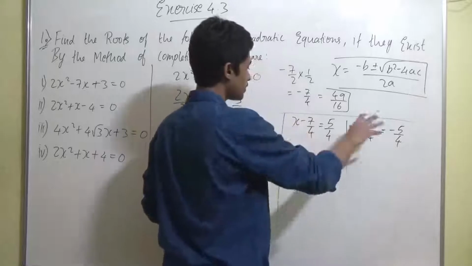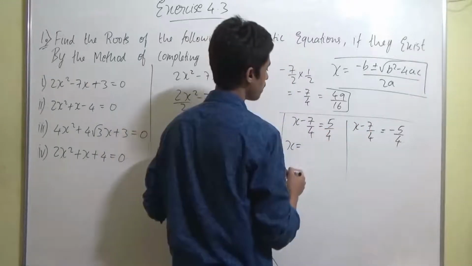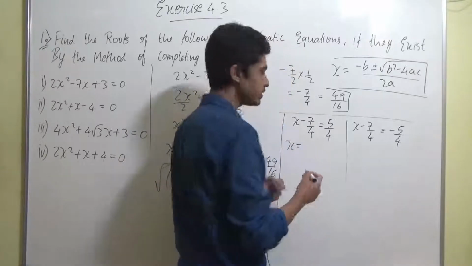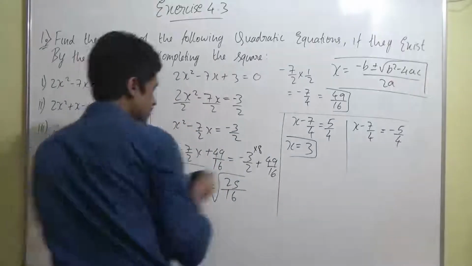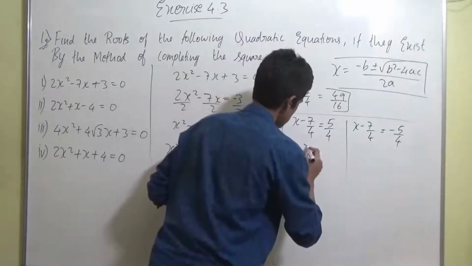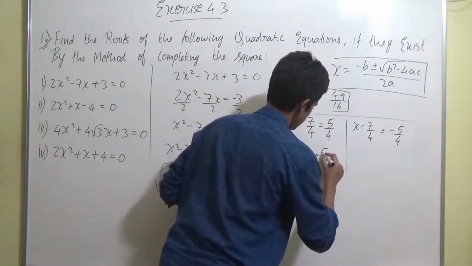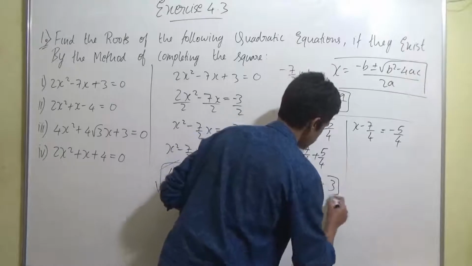So when you take the number other side, x will become equal to 7 by 4 plus 5 by 4. It will become 12 by 4. 12 by 4 is 3. Getting it, guys, how I did it? Okay, I'll write it down. What I did was x equal to 7 by 4 plus 5 by 4, which will be equal to 12 by 4, which is equal to 3.